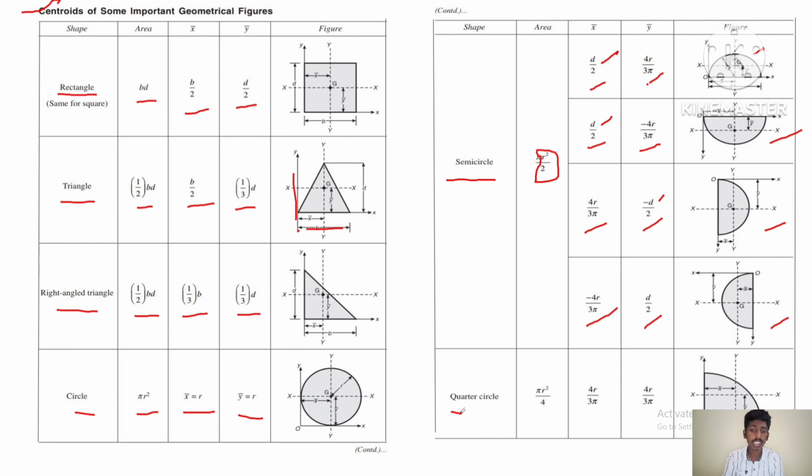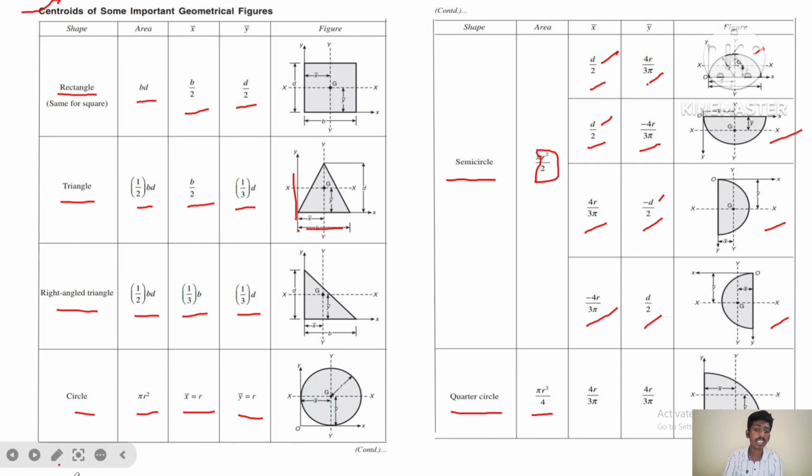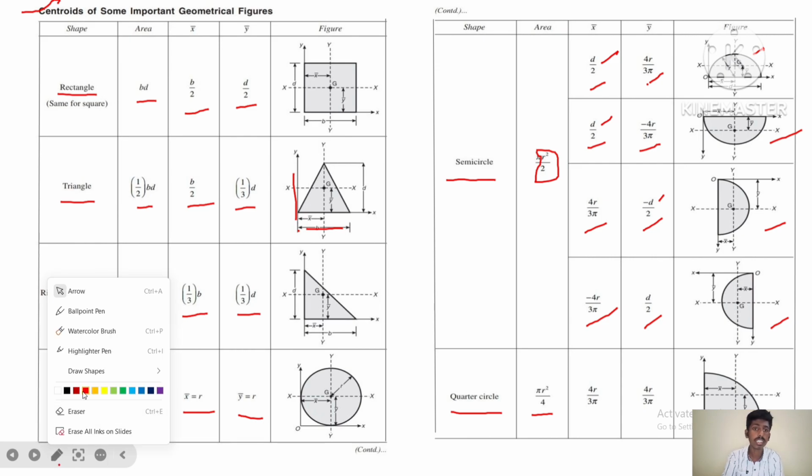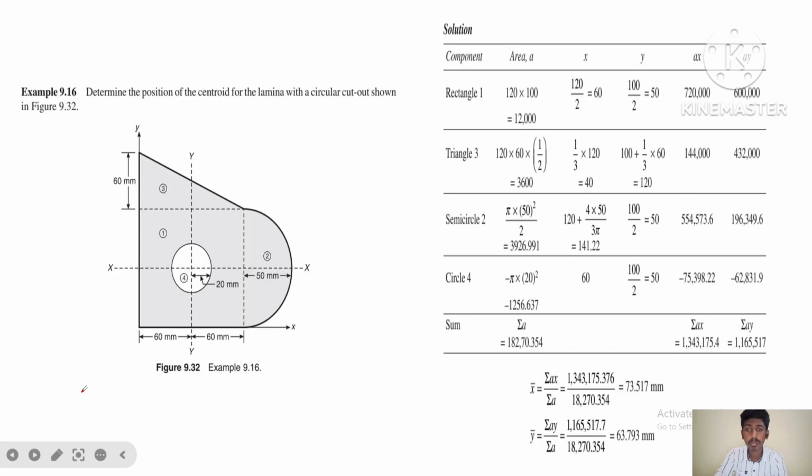And then for a quarter circle, the area is 1/4 times the area of a circle. The area of a circle is pi r square, as we all know. When we divide it by 4, it's the area of a quarter circle. And the x distance is 4 times r divided by 3 times pi, and the y distance is also the same as the x distance. So without any delay, let's solve a simple example problem.